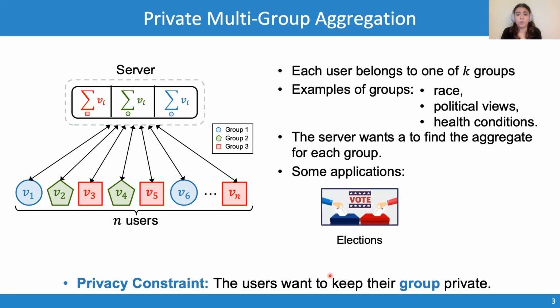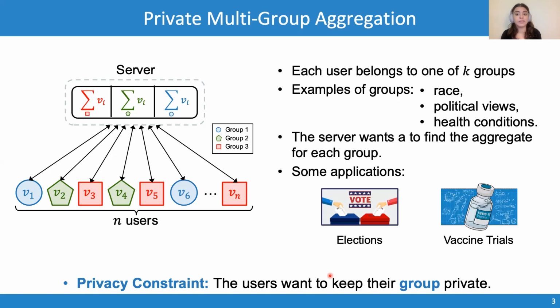This setting can have many applications. For example, consider primary elections, where there are 2 groups, Democrats and Republicans. Each user's value is a vote to his preferred candidate in his political party or group. So the server's goal is to tally the votes per party and find the winning candidate in each group.